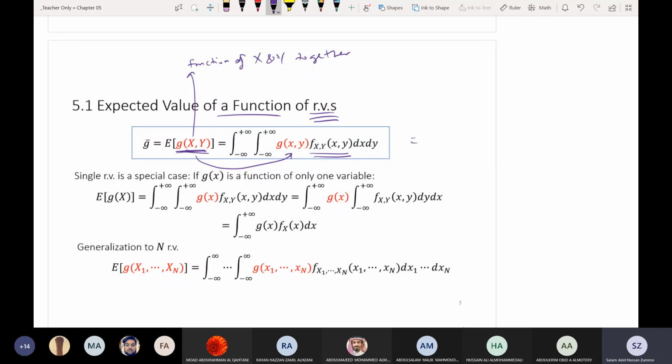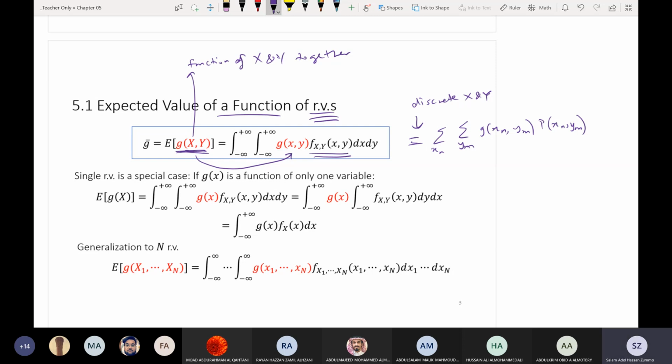And for discrete, guess what, Shabab? It will be a sum over xn, over ym, of g of xn, ym, times the probability of xn, ym. This is for discrete x and y, if x and y are jointly discrete. Okay? So this is basically the way we calculate it. Very similar to what we have done in chapter 3, except that we are dealing now with the joint PDF of x and y, because this function, g of x, y, is a function of both.